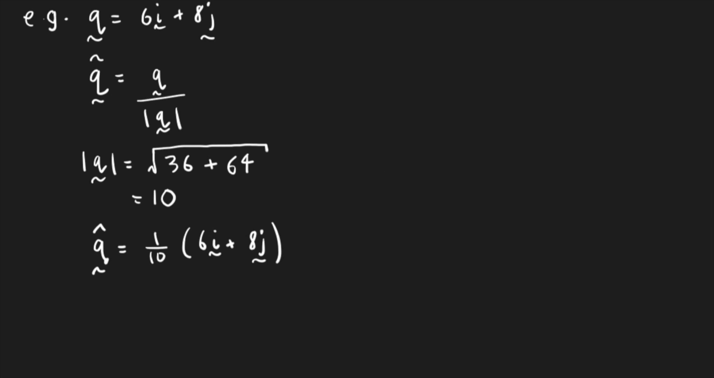So graphically, what this represents is that we've got a vector of length 10. The length of this vector is 10, so let's say the magnitude of q is 10. And the vector we want, which is q hat, would be something like this, over there. It has the same direction, it just has a length of 1. So this is q hat.